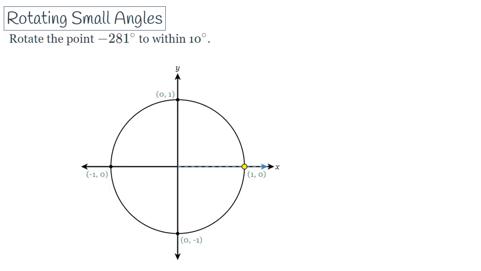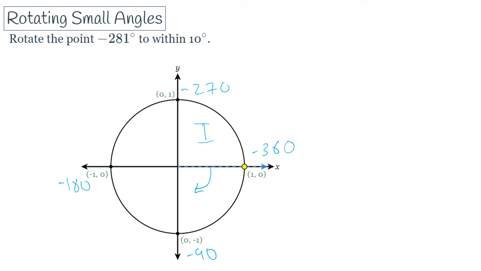We'll get one more. Negative 281. All right, negative 281 would be, again, in the clockwise direction, going down to start. So negative 90, negative 180, negative 270, negative 360. So I'm going to be in quadrant 1, up in that top right corner, the positive, and I need to get to 281.